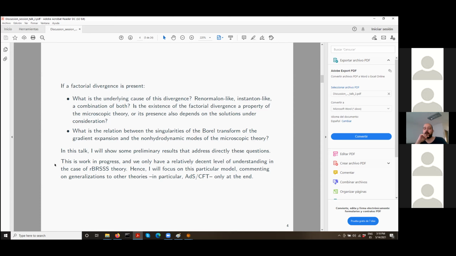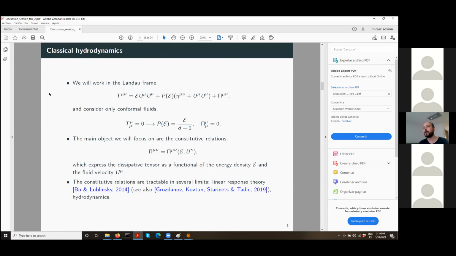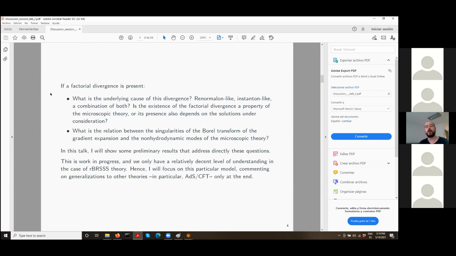We only have a relatively well-developed understanding of the case of BRSSS theory. So I will focus on this particular model only, and I will comment on generalizations of some more of our results to other models, in particular to AdS/CFT, only at the very end of the talk. So if you have any question, comment, point that you want to add, clarification you want to be made, please do it now, because then I'm going to get into more specific details.